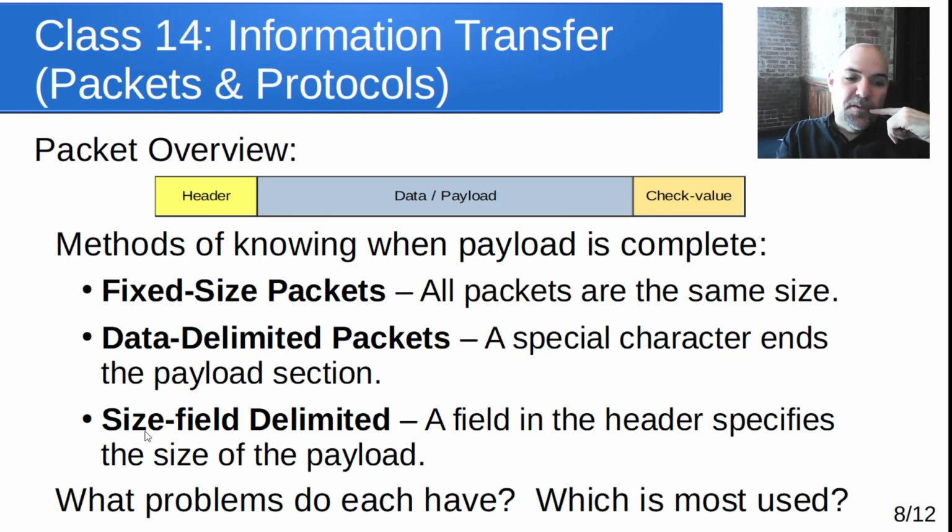But there's also what's called size field delimited. And what size field delimited is, is that it has a value in the header that says how long the data payload is. So in other words, it might say 128. And if that's the case, there are 128 bytes here before it goes to the check value. Or it might have 5. In that case, there's 5 data bytes here and then the check value.